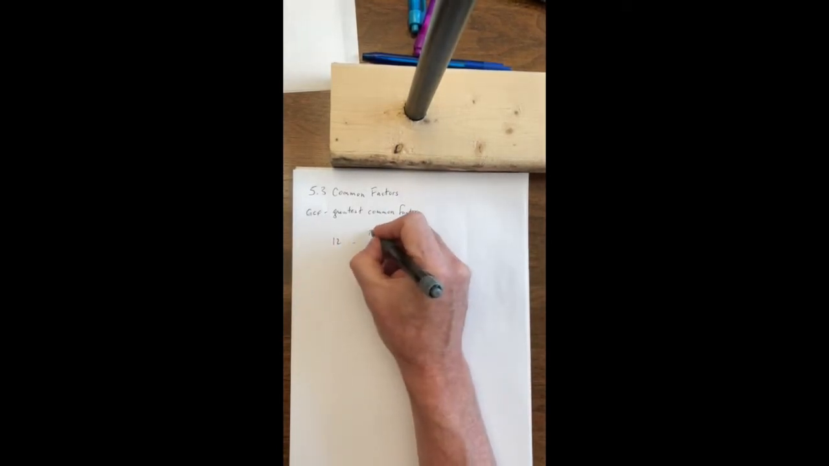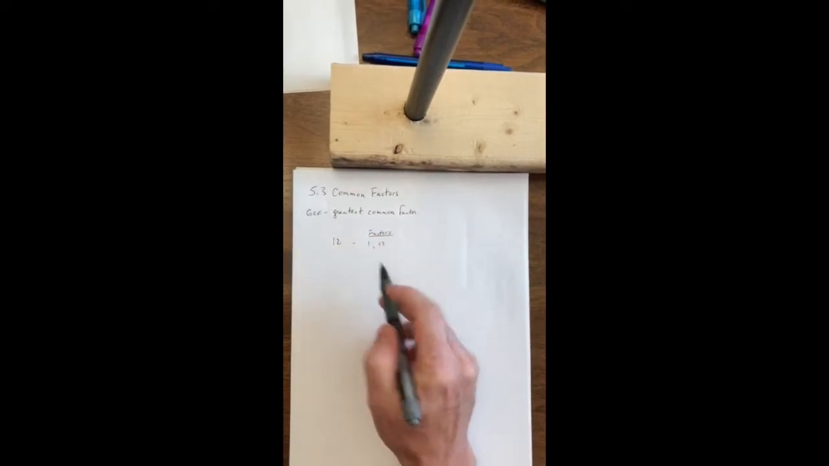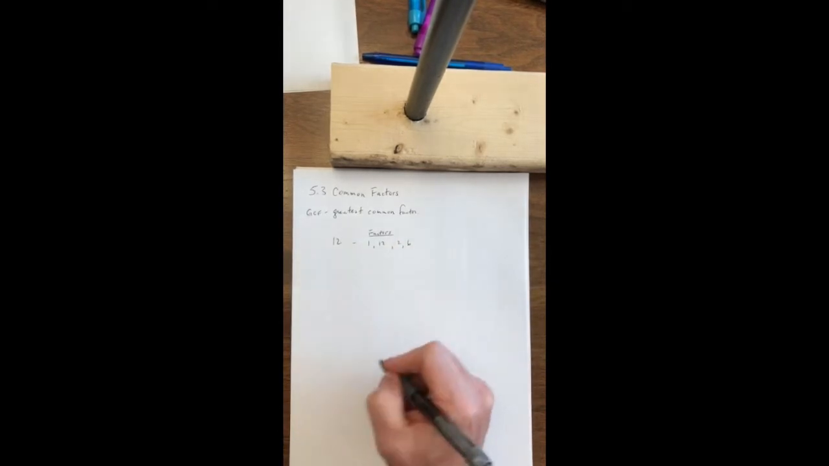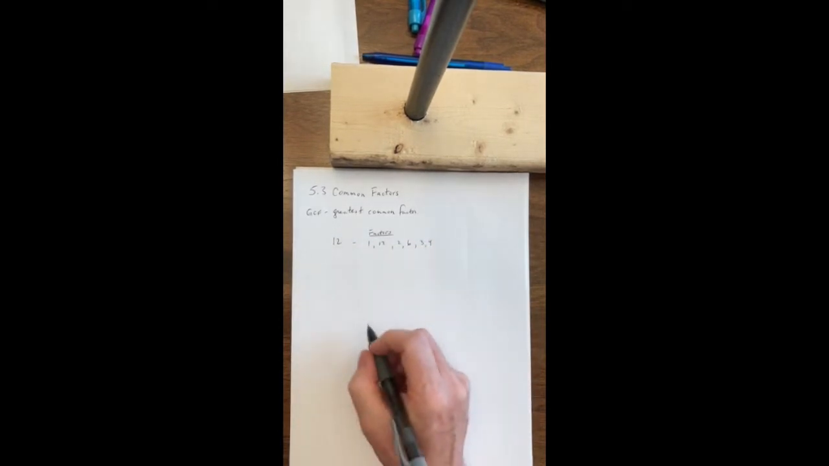So for 12, our factors: 1 and 12 are factors because 1 times 12 equals 12. We know that 2 and 6 are factors because 2 times 6 equals 12. And 3 and 4 are factors. So these are all factors of 12.